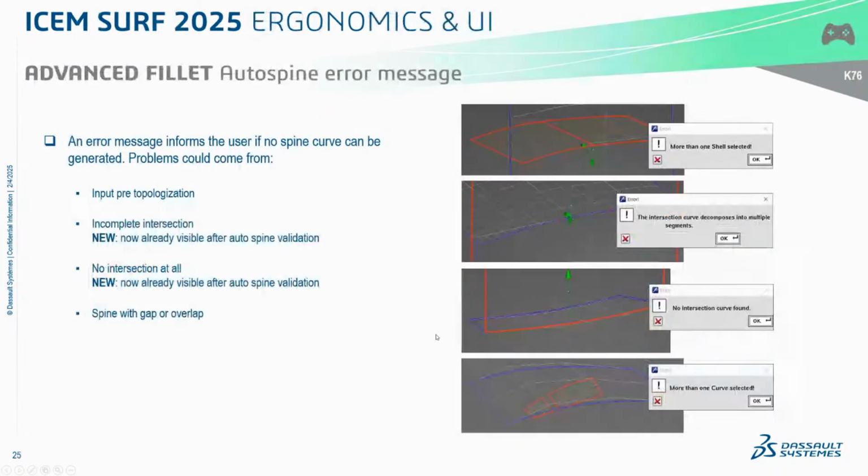Okay. There's a little one here. I don't know how familiar you are with advanced fillet with autospine, but until this release, sometimes if it didn't work, you had to figure out why, because it just said, no, it's not working. So we've added 4 helpful error messages to make it a lot more clear. If something's not working out, it'll give you a hint of what the problem is, so you can fix it and carry on.